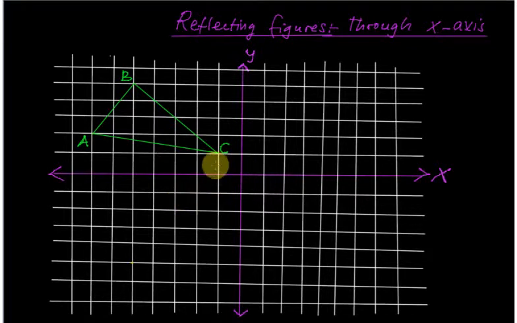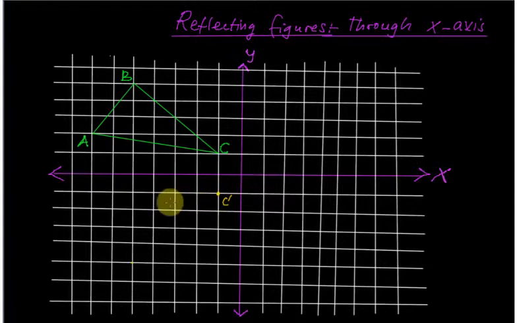So this is the distance. I said this distance here will be the same. So as you see, we have one unit here, so we are going to have this point here, okay? And this will be our C dash. This point here will be written as C dash.